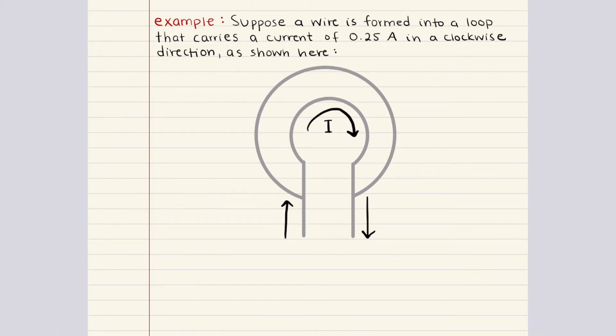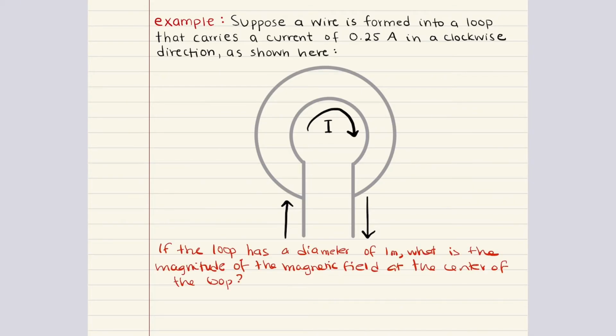This problem says, suppose a wire is formed into a loop that carries a current of 0.25 ampere in a clockwise direction as shown here. Determine the direction of the magnetic field produced by this loop within the loop and outside of the loop. If the loop has a diameter of 1 meter, what is the magnitude of the magnetic field at the center of the loop?